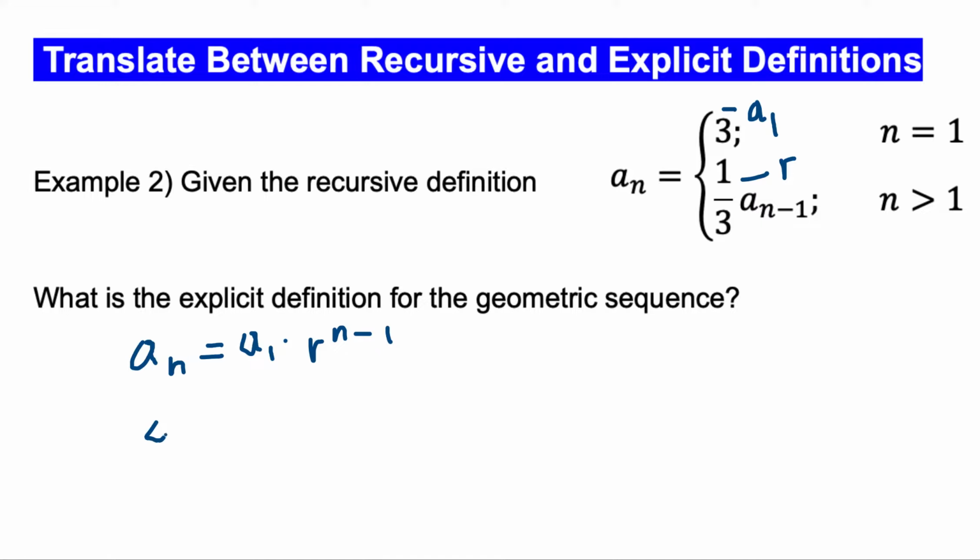So now when we want to translate this, we can write it this way: an is equal to, instead of a1, we already have here 3, so it's 3, and instead of the common ratio r, we plug in 1/3 in exponent n minus 1, and then whatever term we have to find, we can find any term we want here.